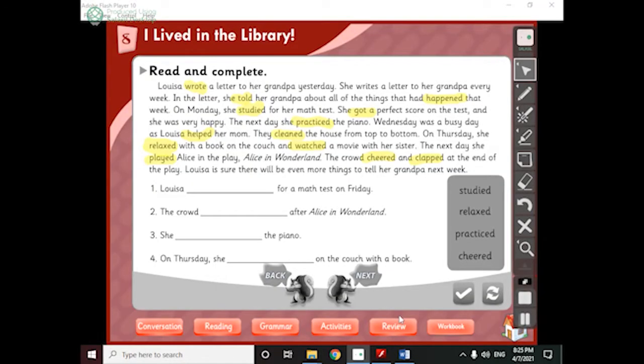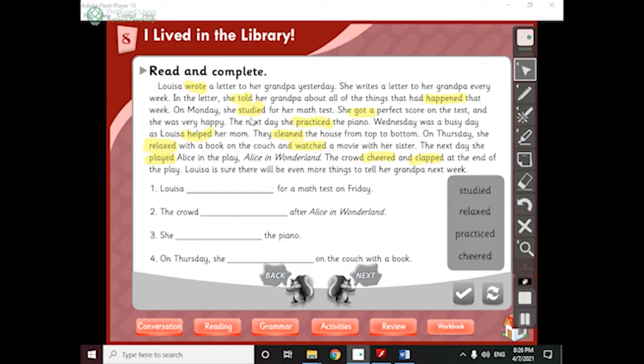Fourth graders again. Today we will continue the exercises in your workbook on pages 48, 49 and 50. Let's start with the first exercise, exercise G on page 48. Read and complete, or read and write the verbs. We have a paragraph here. I underlined all the verbs in this paragraph. Please underline all the verbs in this paragraph as I did here.